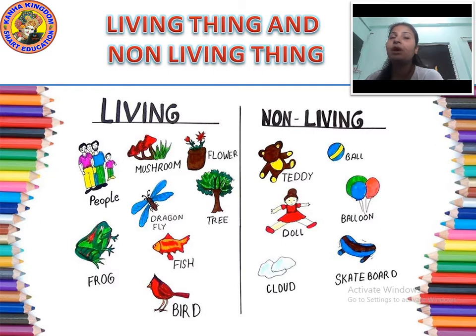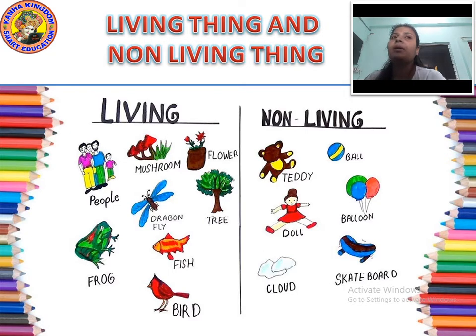Okay. Now look at the living things. People, mushroom, flowers, dragonfly, trees, frog, fish and bird. These all are living things. While in non-living things, look, like teddy, ball, doll, balloon, cloud, skateboard, these all are non-living things.